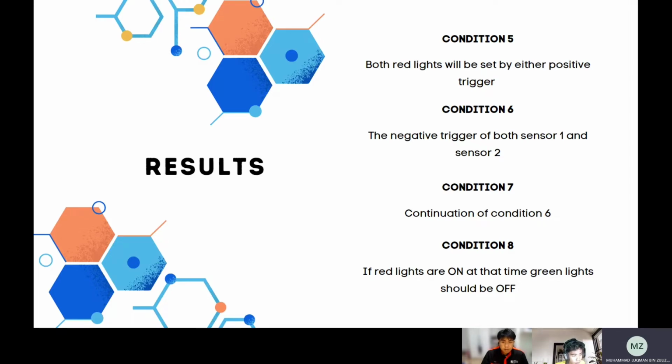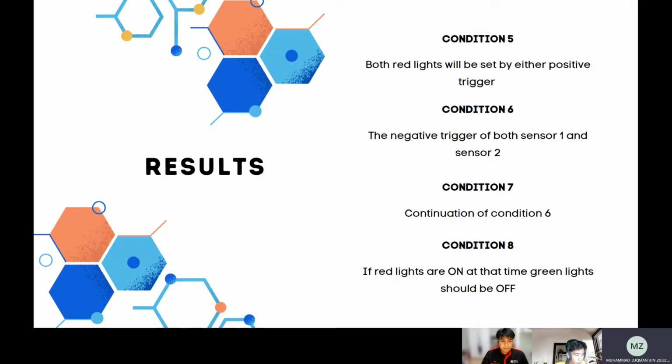During condition 6, the negative trigger of both sensor 1 and sensor 2 turns the red lights Q0.2 and Q0.3 off. When the car completely passes the empty passage, the red lights Q0.2 and Q0.3 should be off.